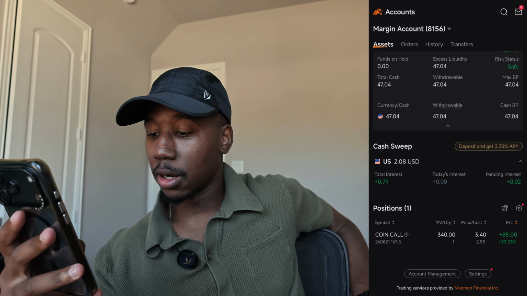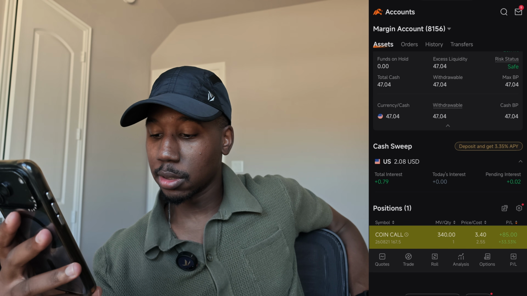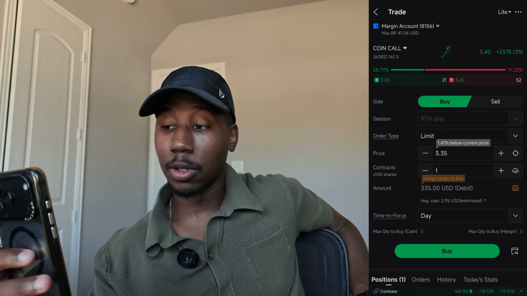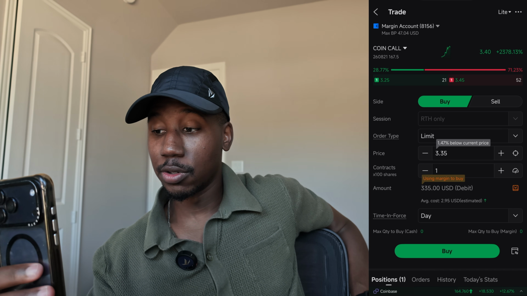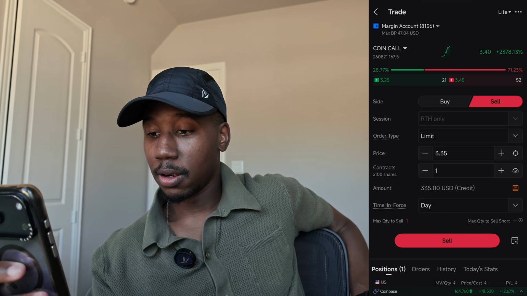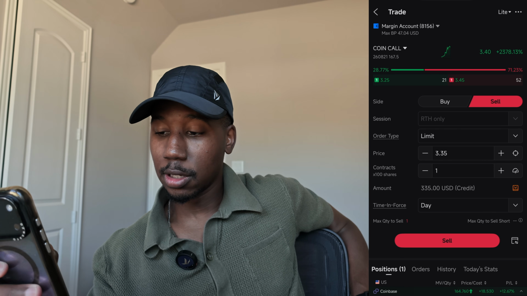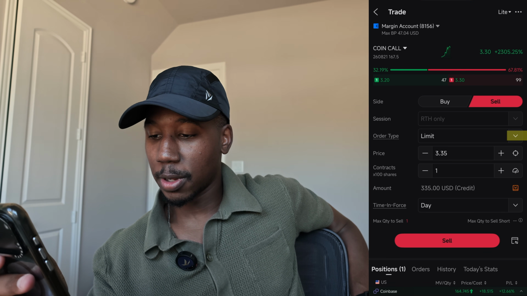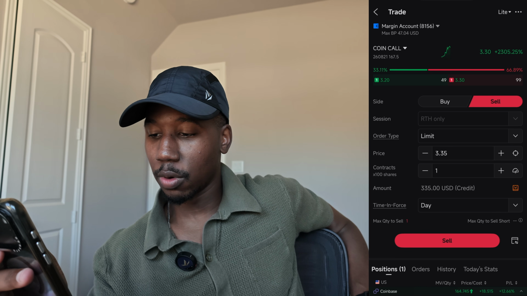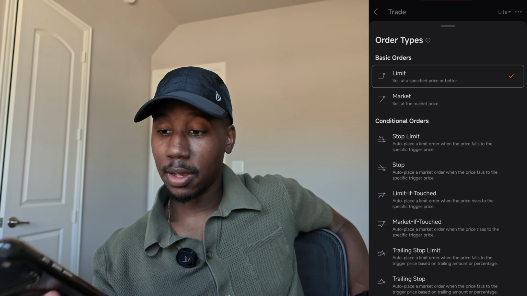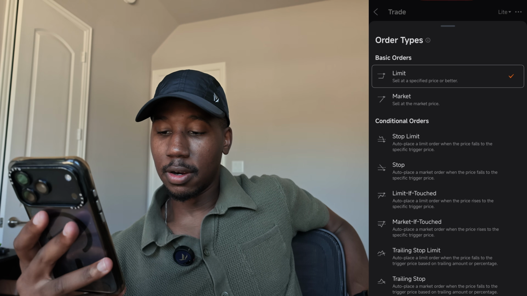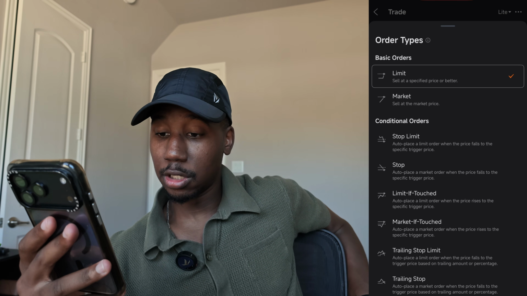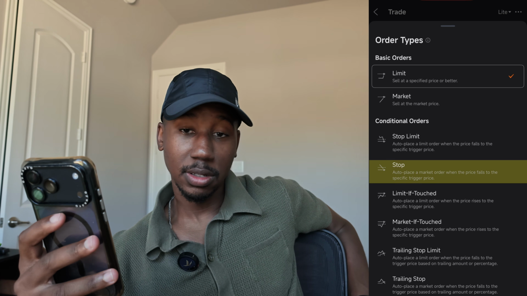All right, so right here, I am going to click on the position. I'm going to hit trade. And now I'm currently on the buy side. I want to come over to sell. All right, and right here, you can see it says order types over here to the left. I'm going to click on this drop down arrow over to the right of where it says limit. All right, you can see there are different kinds of conditional orders. In this video, we're just going to be focused on the stop. So I'm going to hit stop.